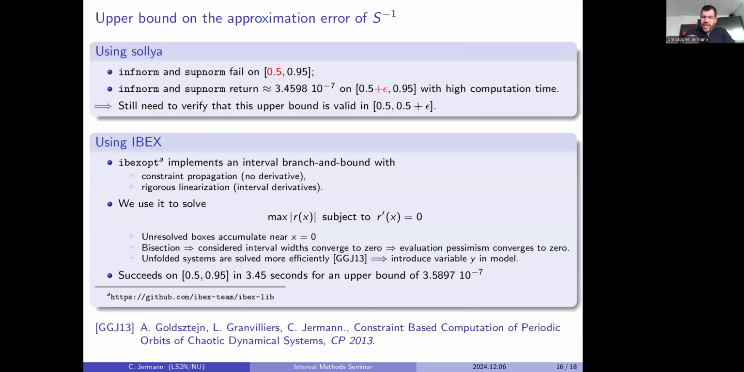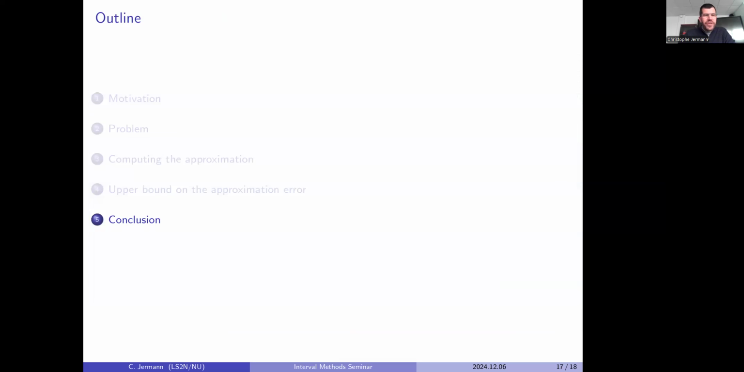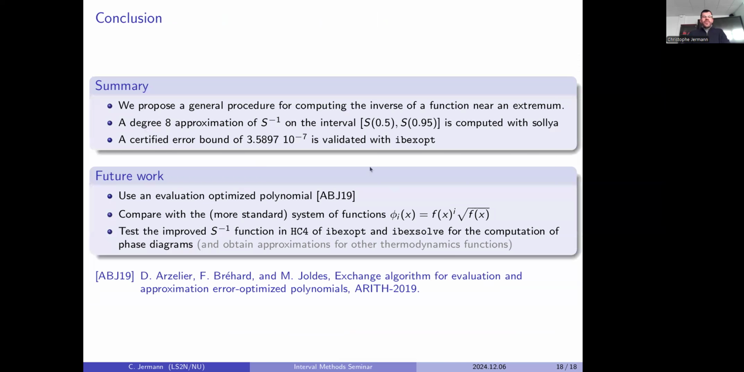And so in the end, what we obtained, sorry, I have not concluded. Well, I could conclude there. We have obtained an approximation of the inverse of our function S, with a good polynomial of degree 8, which is not proved to be the optimal one because it could not be proved on the whole domain. But still, we could obtain a guaranteed upper bound on this approximation. And this is sufficient for our application. Now we can use this polynomial within our contractors to build a reverse operator for the Gibbs entropy function within IBEX.